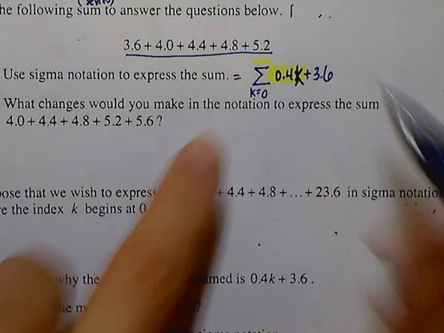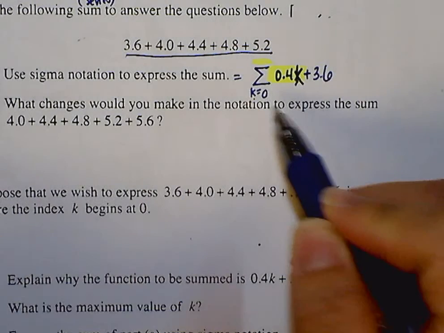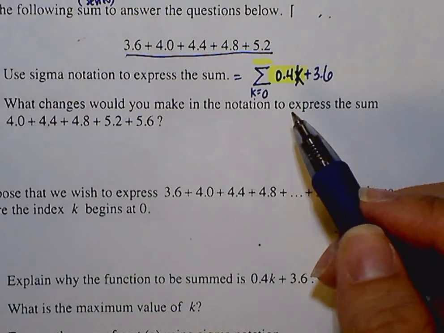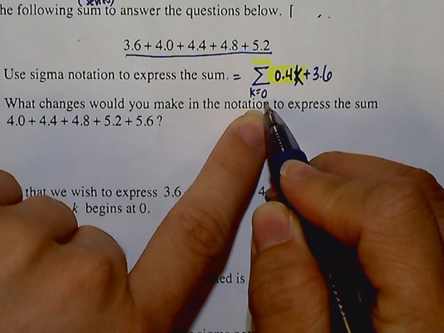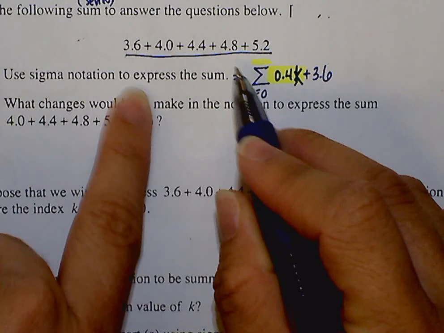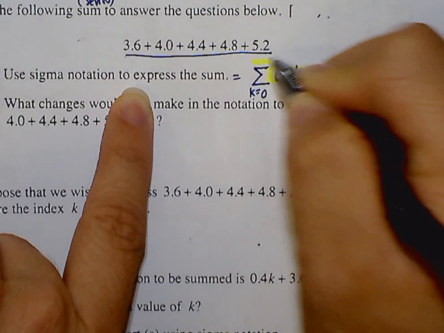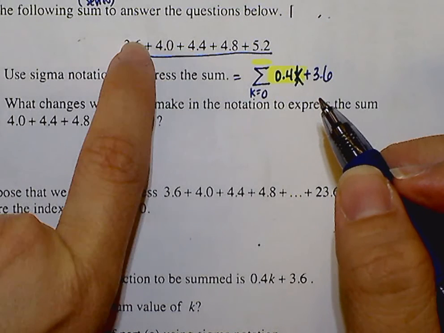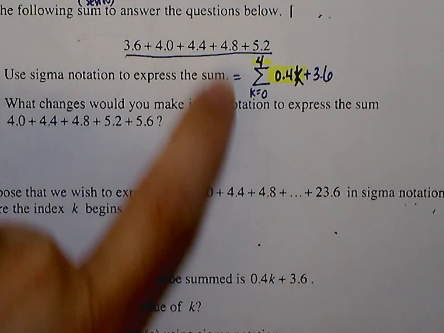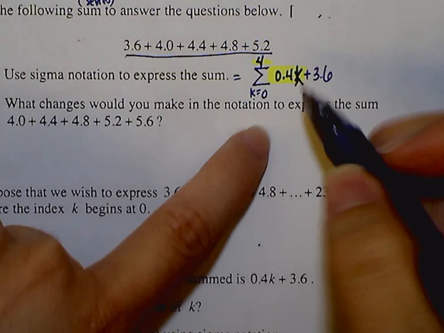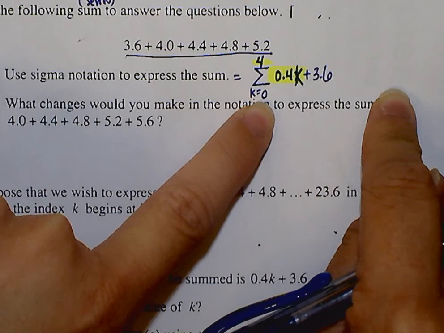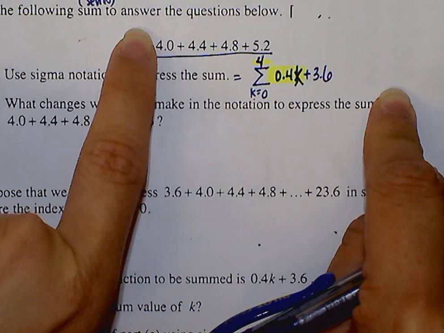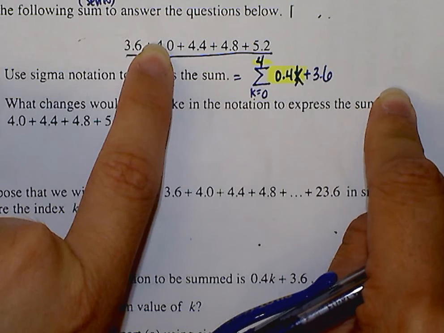For summations, we're gonna use K, or J. If we start at 0, then where should we go up to? 4. 0, 1, 2, 3, 4. Okay. Do you guys see how this works? Because if I plug in 0, what do I get? 3.6. If I plug in 1, what do I get? 0.4 plus 3.6, so it's 4.